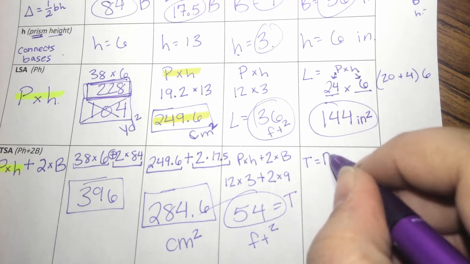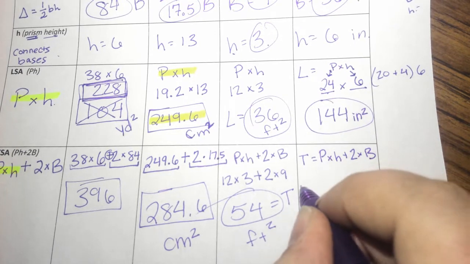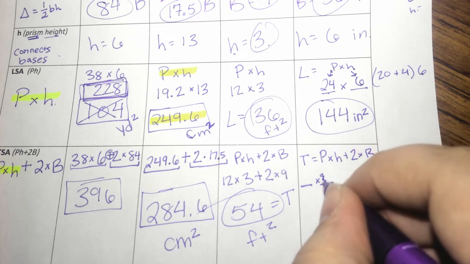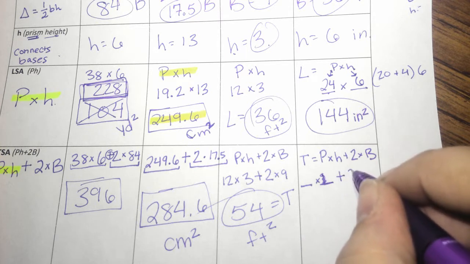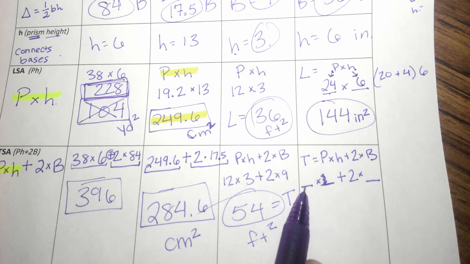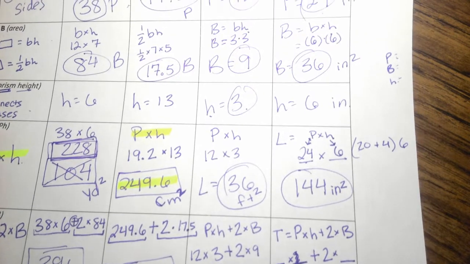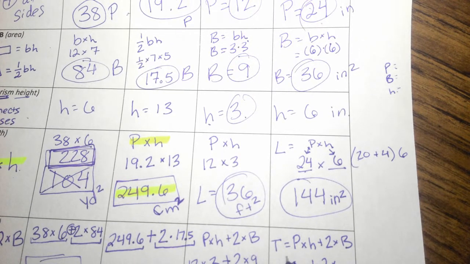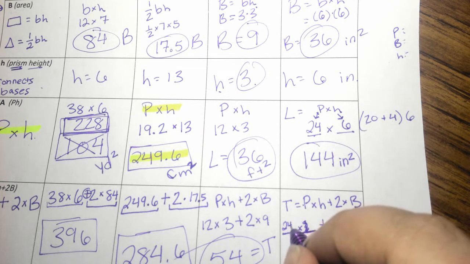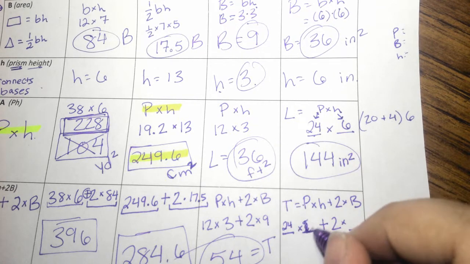Total surface area is found with P times H plus 2 times big B. You need P, capital P, times H, plus 2 times capital B. Pause the video and see if you can figure out what numbers should go in those blanks. In the blanks, for the first blank we'll have P, so that's 24. The second blank is in place of H, which is 6.